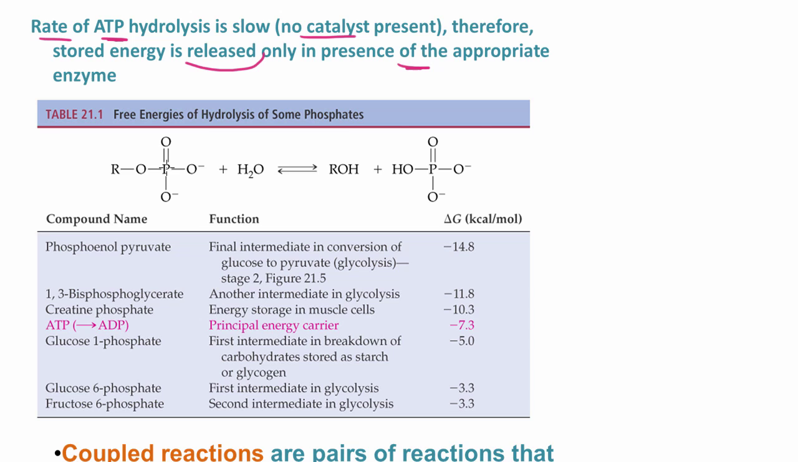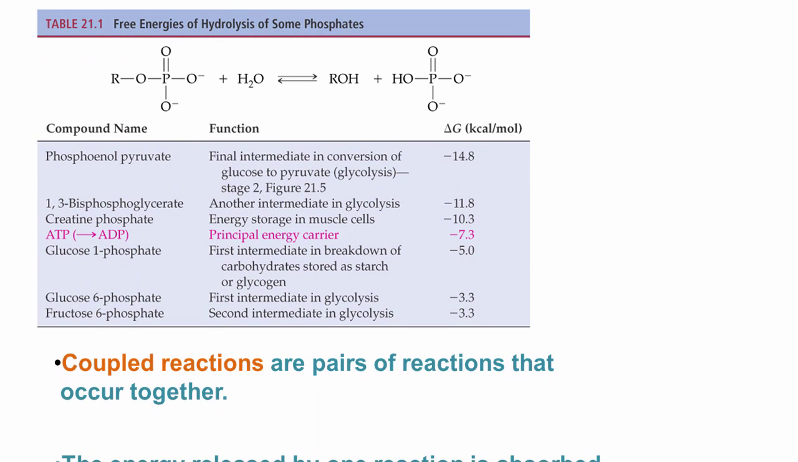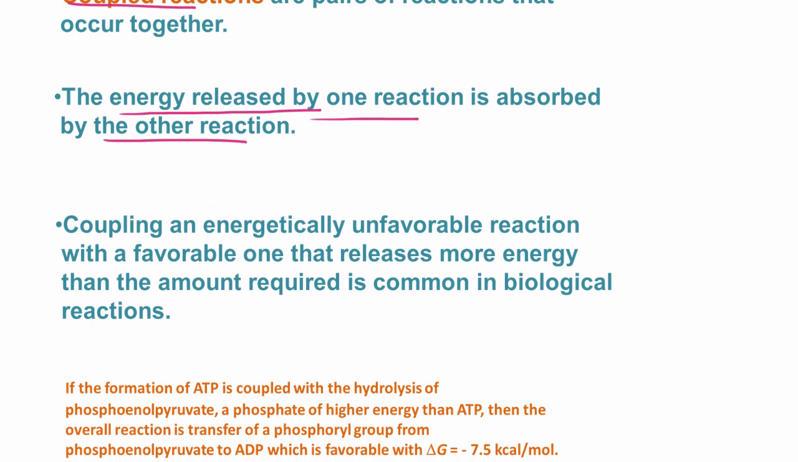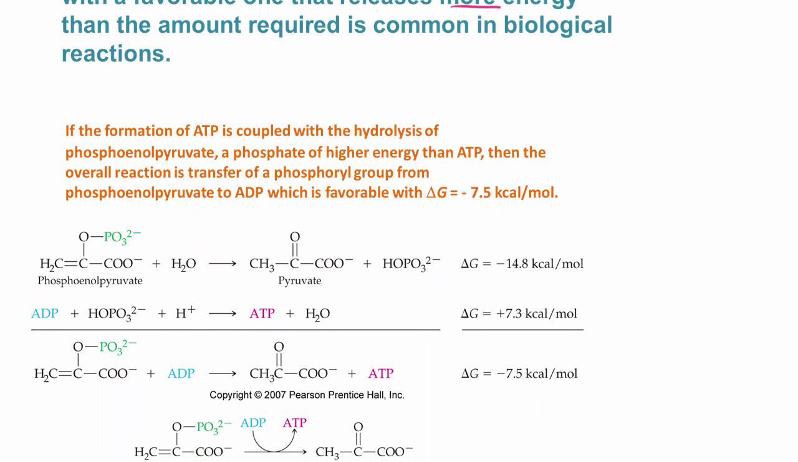I have a chart that shows the free energies of some of these phosphate compounds when they undergo hydrolysis. We see they're all negative. Phosphoenolpyruvate actually releases the greatest amount of energy. But anyway, back to coupled reactions. These are pairs of reactions that occur together. The energy released by one reaction is absorbed by the other reaction. Coupling an energetically unfavorable reaction with one that releases more energy than the amount required is very common in biological reactions, and we'll see that over and over again.